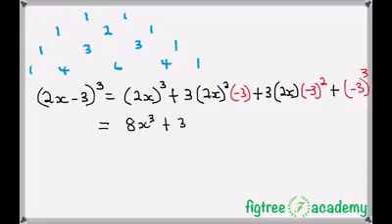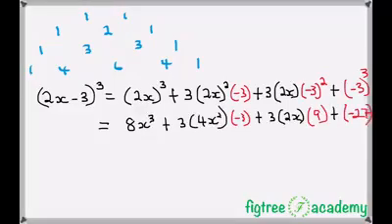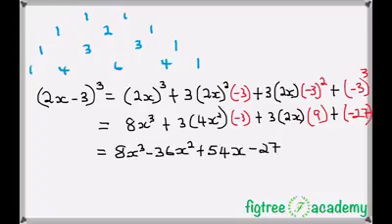Then you simplify, use a calculator, always use a calculator at A level. So this will be the final expression, 8x cubed minus 36x squared, so 3 times 4 is 12 times minus 3 is minus 36, 3 times 2 times 9 is 54, then minus 27. So this will be the final expression.